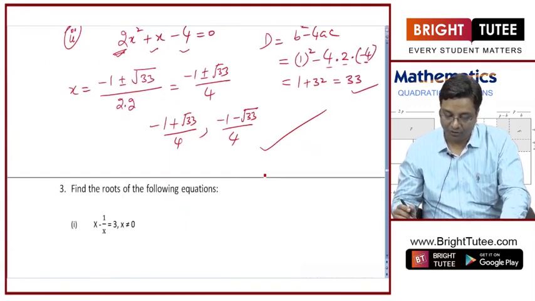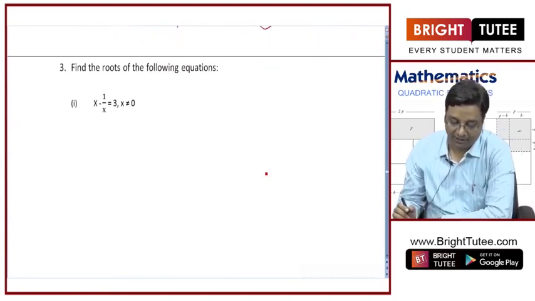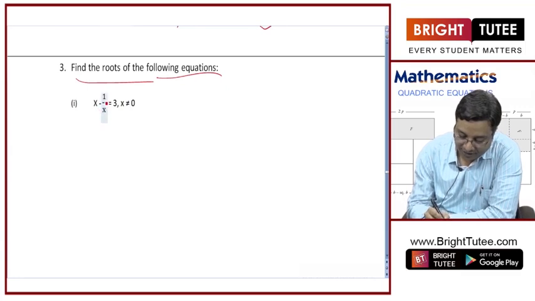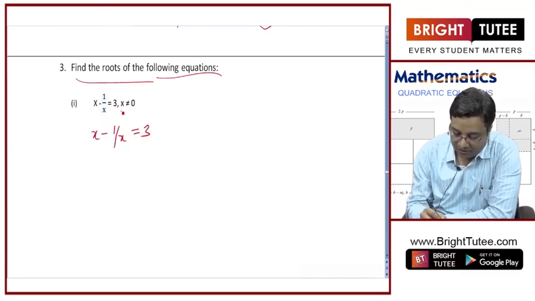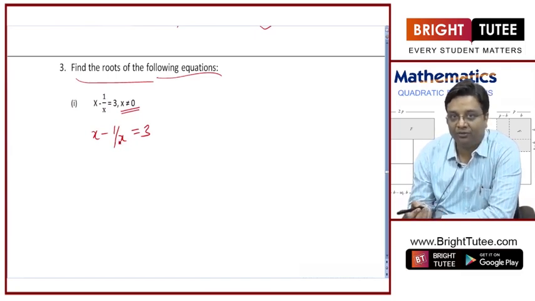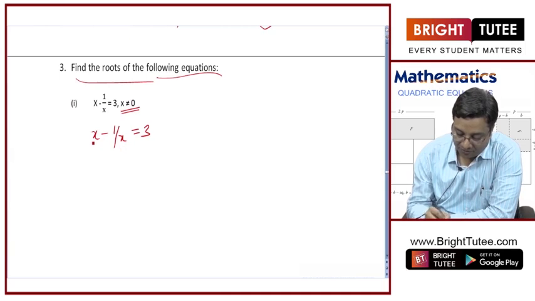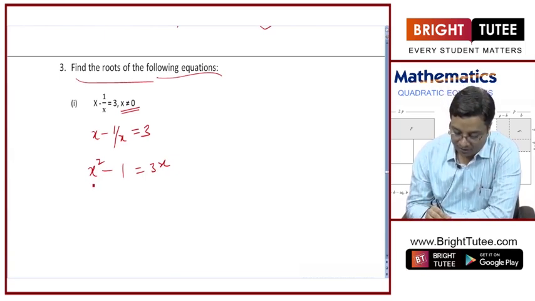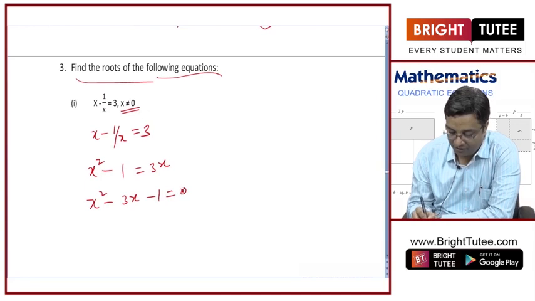Okay, let's move on to the third question here. Find the roots of the following equations. x minus 1 by x equal to 3. Obviously x cannot be equal to 0 because then 1 by x will not be defined. Now x square minus 1 equal to 3x by multiplying both sides by x, and x square minus 3x minus 1 is equal to 0.